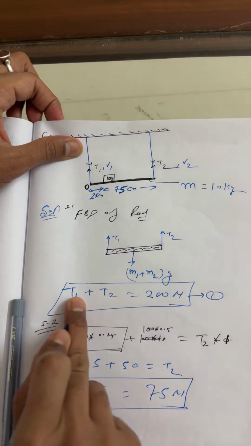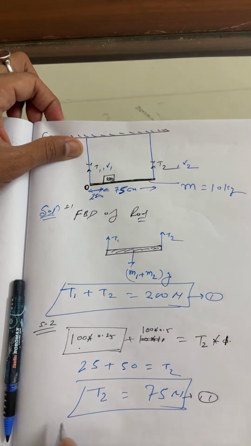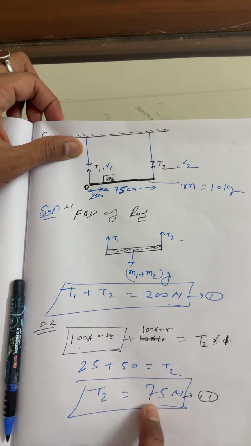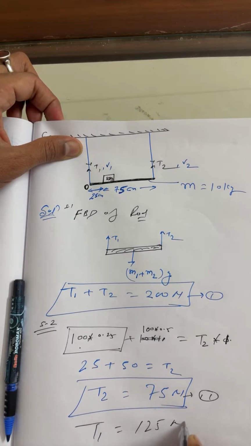Once you get T2, you can easily find T1 from equation number 1. Let us say equation number 2, because T1 plus T2 is 200 here. T2 we already got as 75, so T1 you can write as 125 Newton.